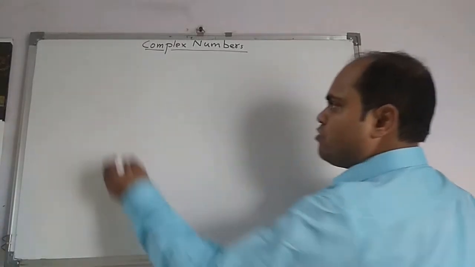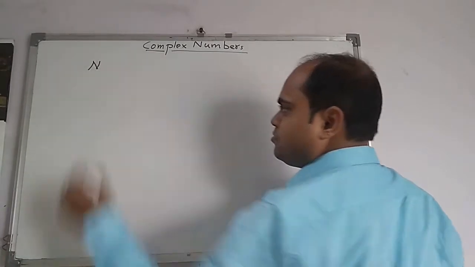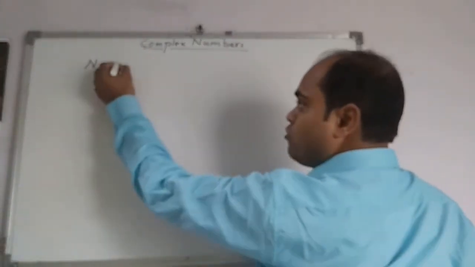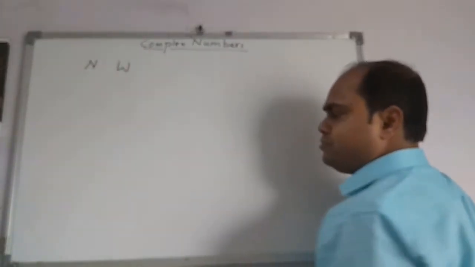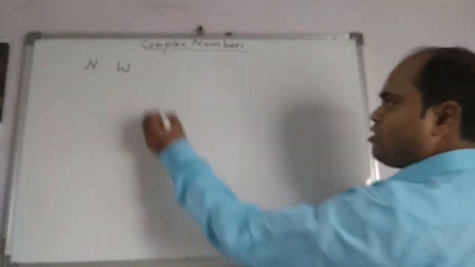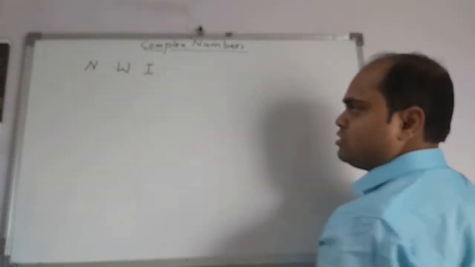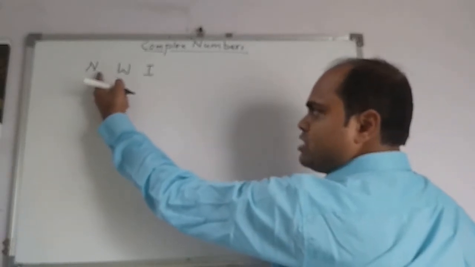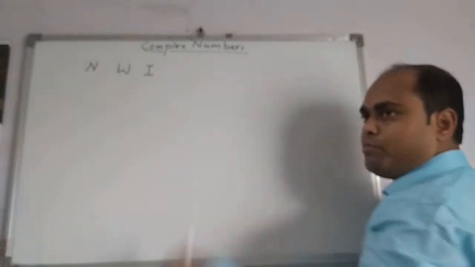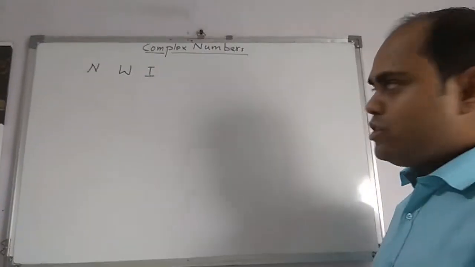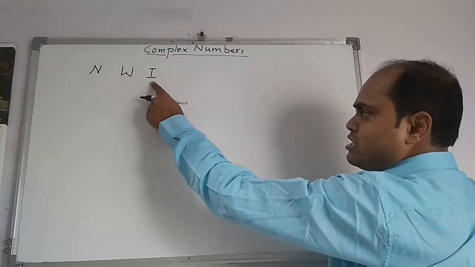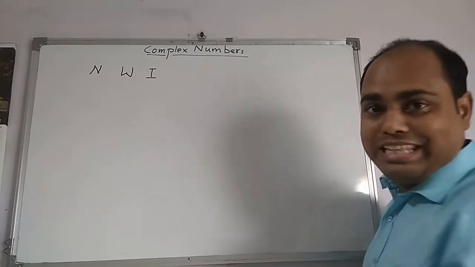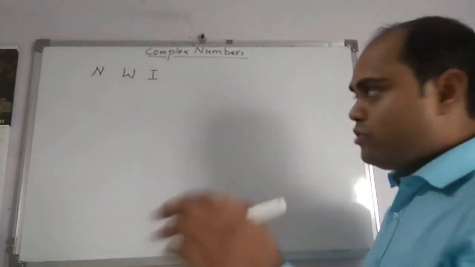Like we have the set of natural numbers, then we have the set of whole numbers, then we have the set of integers. See, the set of natural numbers includes all the positive integers. The set of whole numbers includes all the positive integers as well as 0. The set of integers includes positive integers, negative integers as well as 0.